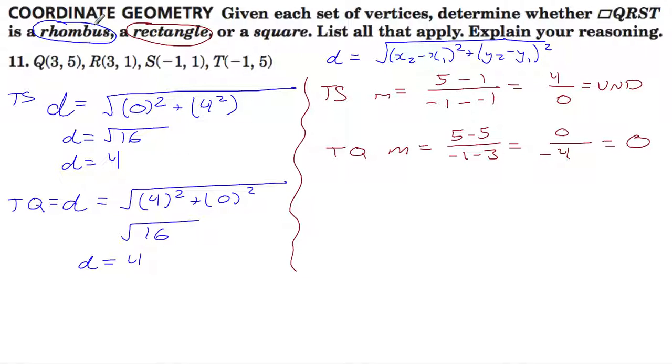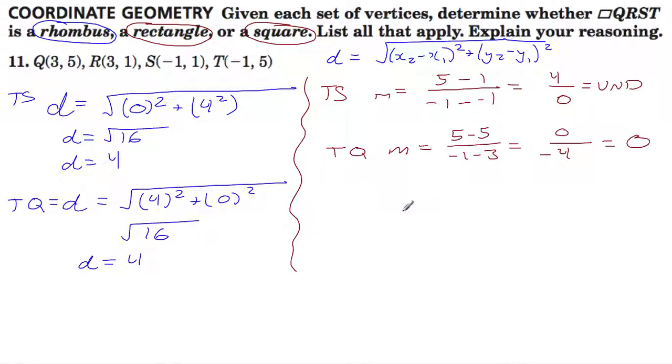If it's both a rhombus and a rectangle, it is automatically a square. It cannot be a square and not a rhombus. It cannot be a square and not a rectangle. So if I found out that this was not a rhombus, it could still be a rectangle, but it could never be a square. And if I found out that this was a rhombus, maybe it wouldn't be a rectangle, in which case it would not be a square.